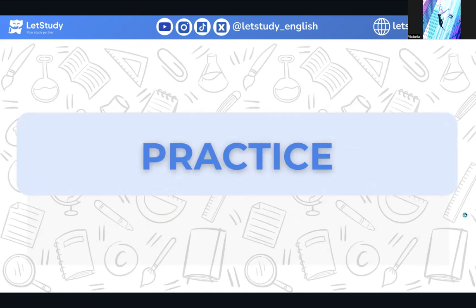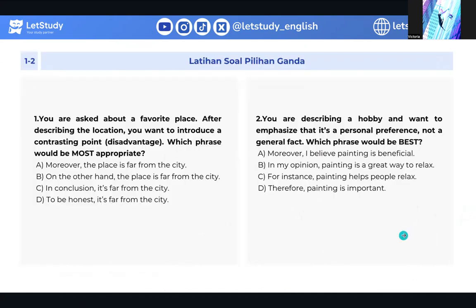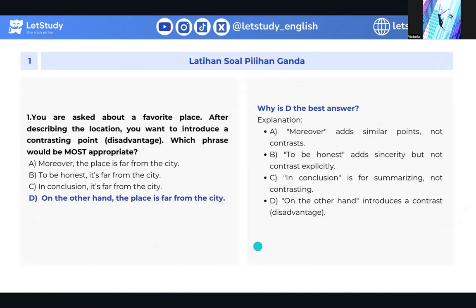Now on to practice. Okay, you guys can pause the video and try to answer yourself. Okay. Now for number 1. You are asked about a favorite place. After describing the location, you want to introduce a contrasting point. Now, moreover is used to add information, to be honest, kayak it adds sincerity atau your own opinion. In conclusion is used for summarizing. Sedangkan on the other hand, emang digunakan buat contrasting points. Jadi D itu benar.